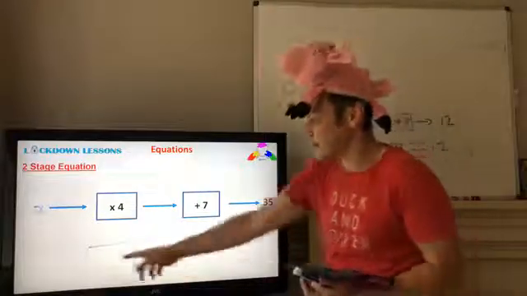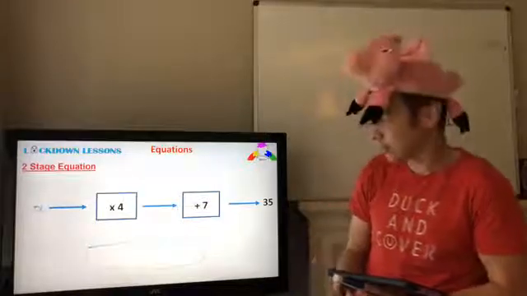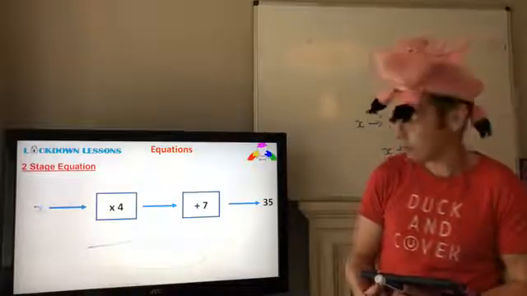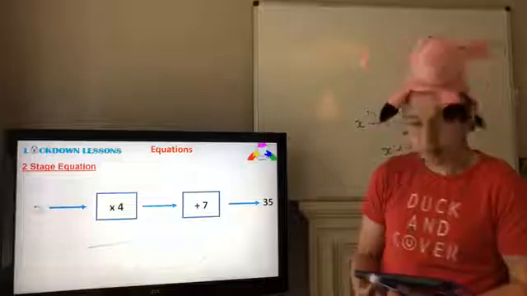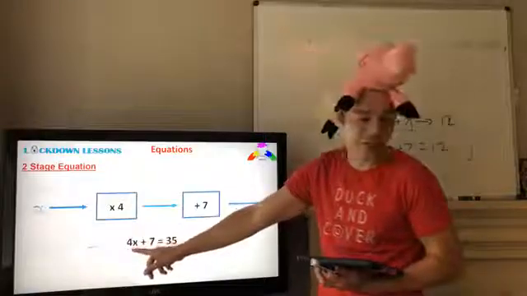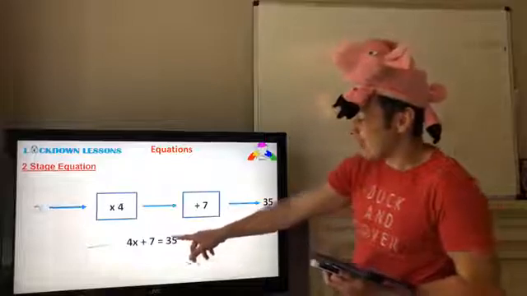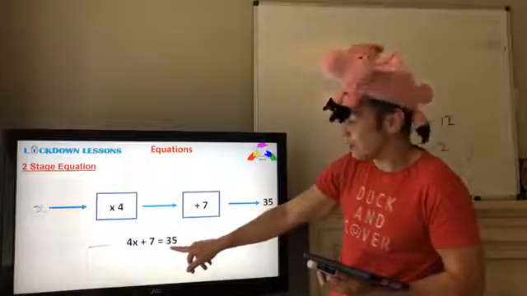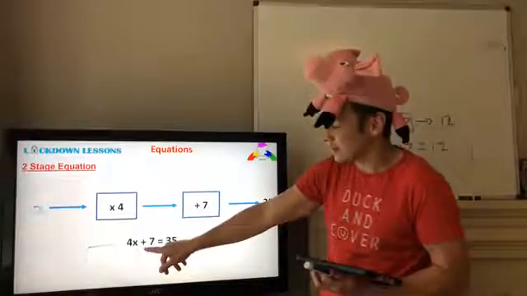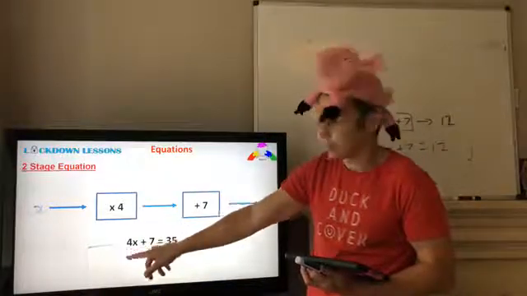Brilliant, yeah. So how can we write x times 4 down? So I just write times 4 adds 7. Mm-hmm. Don't forget your x in there. 4x plus 7, good. Yeah, that's an x, not a times. So 4x plus 7 equals 35. And then to solve this, we are going to take away 7 and then divide by 4.